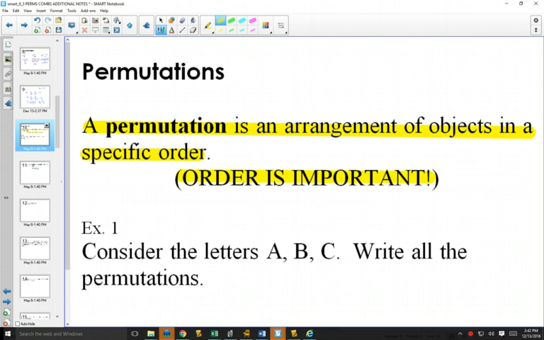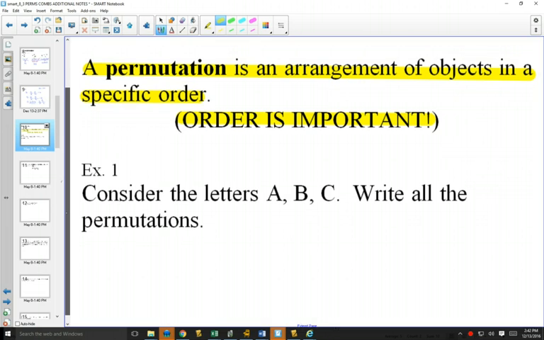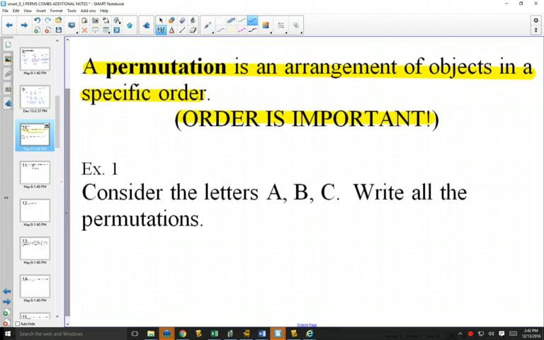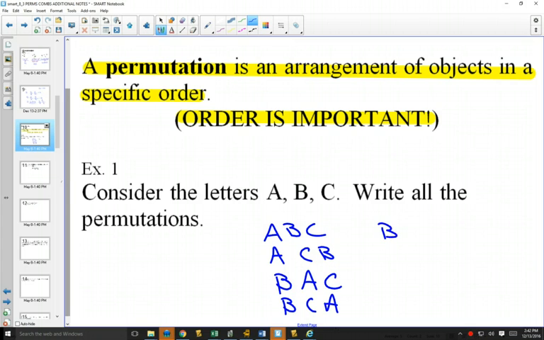And the first one, if you had to write all the permutations of A, B, C, well, this is one of them, and this is another one. Oops, did that one already. We could write them all out.